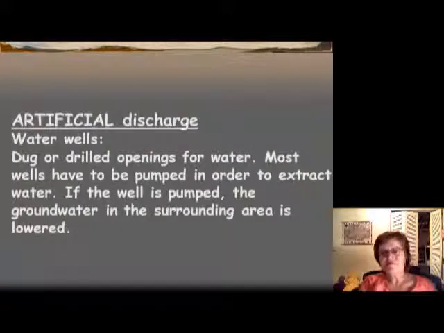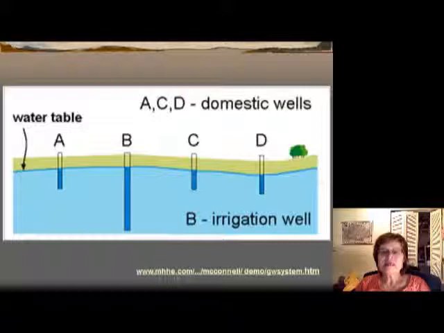On the other hand, if you don't have natural spring, then somehow you have to bring the water up. So this is what we call artificial discharge. Basically, this means that you drill or dig a well to bring the water up, and you're gonna pump the water. If the well is pumped, the groundwater in the surrounding area is going to be lowered, and we call that cone of depression. And if you play the slideshow, this is actually an animated slide.